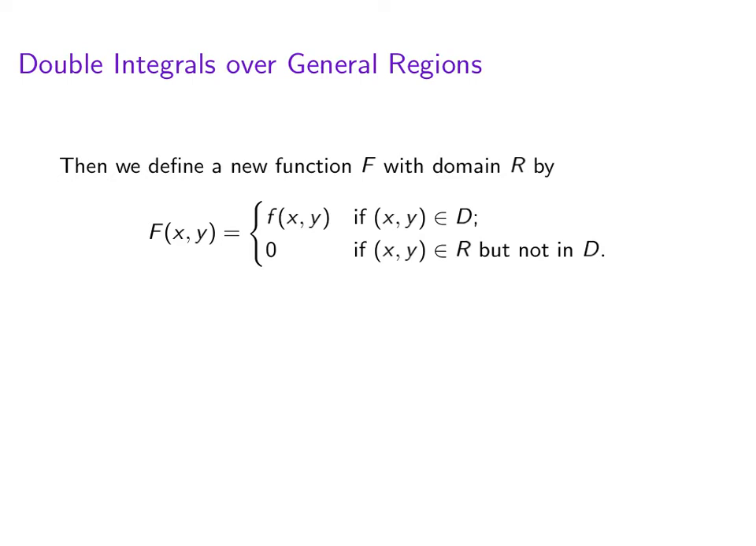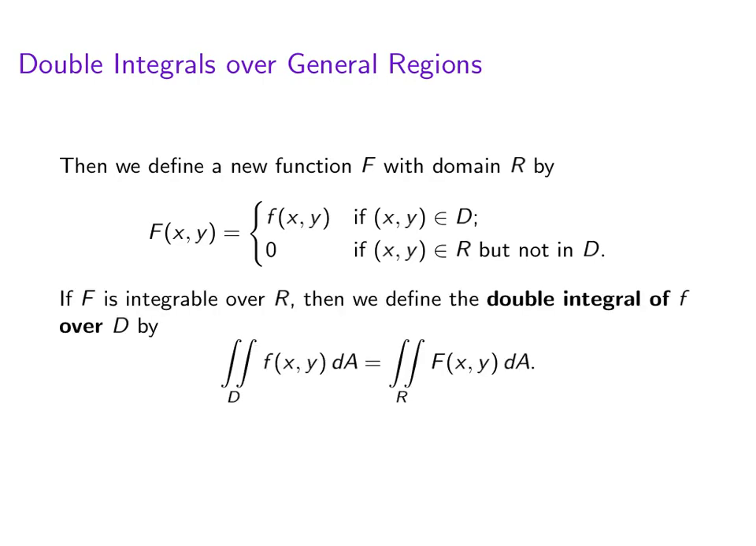We're going to define a new function, capital F, with domain R. So little f is the function that we're interested in integrating, but now we're creating this new function, big F. It's defined to be little f if (x,y) is in D, and it's 0 if it's in R but not in D. And then if f is integrable over R, then we'll define the double integral of f over D by saying that it's equal to the double integral over R of big F.